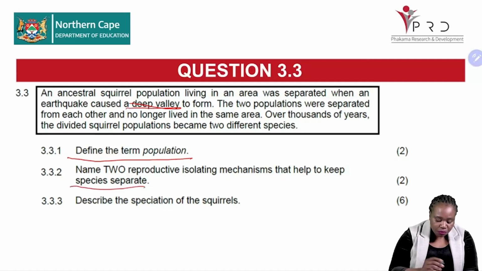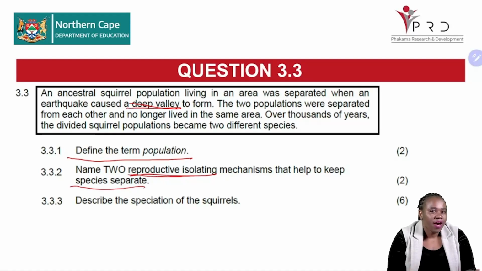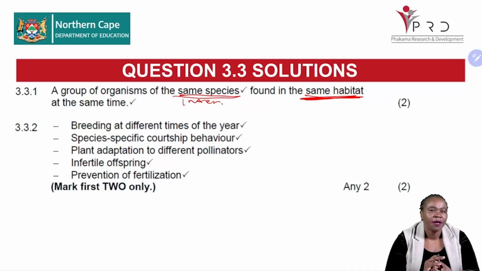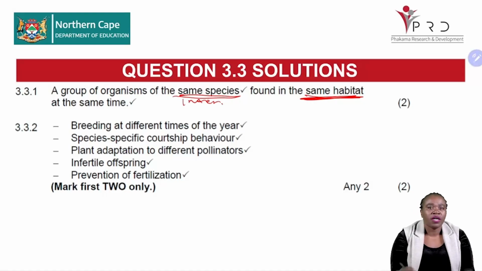So here we have mechanisms of reproductive isolation. We have 5 different mechanisms that we can look at there, right? We look at things like species specific courtship behavior. We look at infertile offspring, whereby the offspring of 2 closely related organisms that are not of the same species are able to mate, however they produce an offspring that is infertile, therefore that organism cannot reproduce, right?